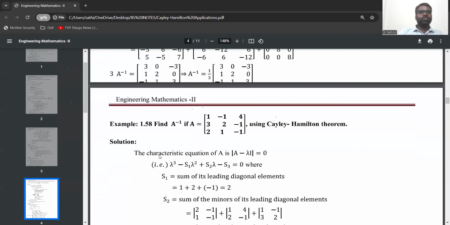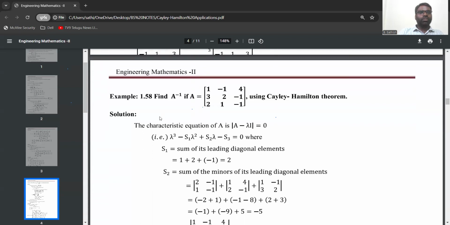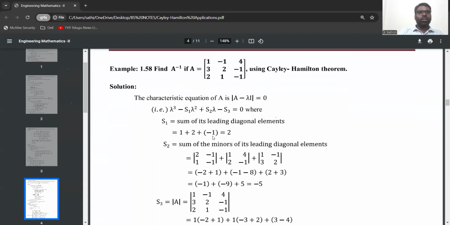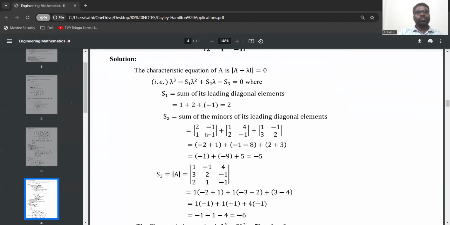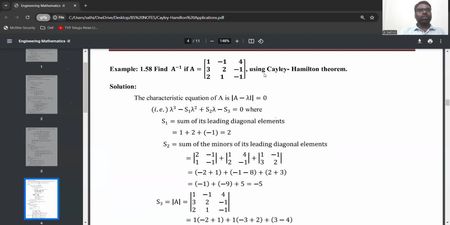So let us see one more application. So here the question is, find A inverse if A is equals to 1, minus 1, 4, 3, 2, minus 1, 2, 1, minus 1 by using Cayley Hamilton theorem. So again, we have to find out characteristic equation of the given matrix, that is mod A minus lambda I equals to 0. That is, since our given matrix is 3 by 3 order, therefore we'll get the characteristic equation as lambda cube minus S1 into lambda square plus S2 into lambda minus S3 equals to 0.